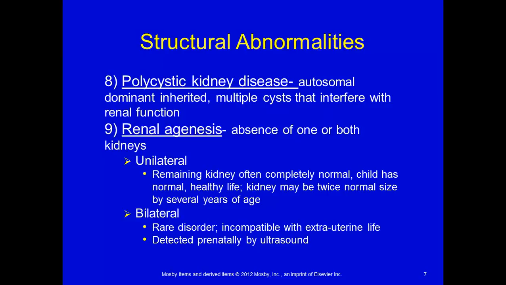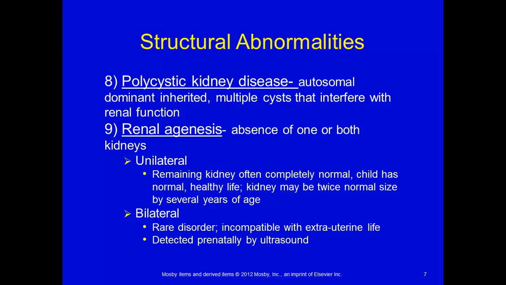And then 9, renal agenesis is really the absence of one or both kidneys. So if it's unilateral, again, kind of like what I talked about with the hypoplastic kidney, the remaining normal kidney will often be completely normal. The child has a normal, healthy life. The functioning kidney may be larger because there is no other kidney, right? But they can live a pretty normal life.